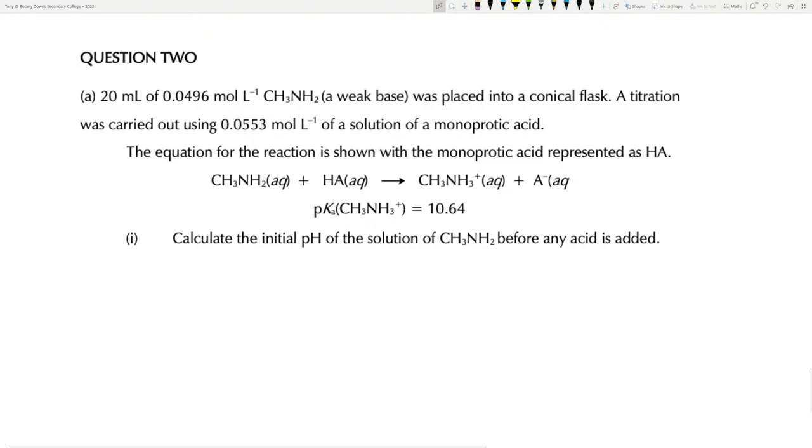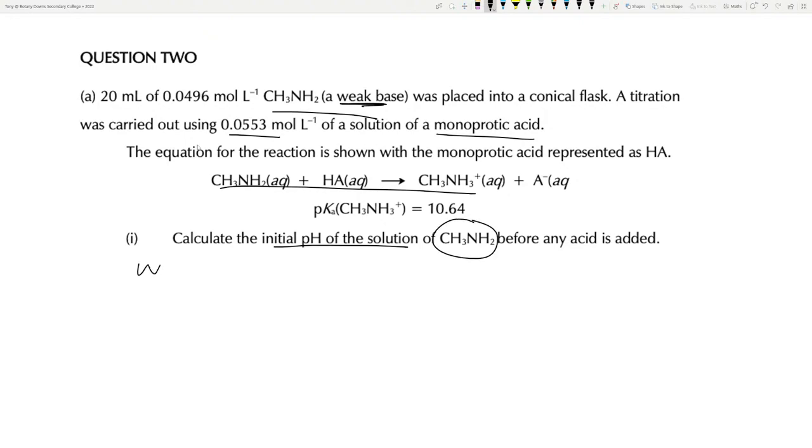Alright, so let's go through this. Do I have a calculator with me? Of course I do. This is one of our school exam questions, so let's have a look. Initially we have a weak base. We even told you it's a weak base, just in case you didn't know, and we're trying to add it to a 0.0553 solution of monoprotic acid. Doesn't matter, calculate the initial pH.